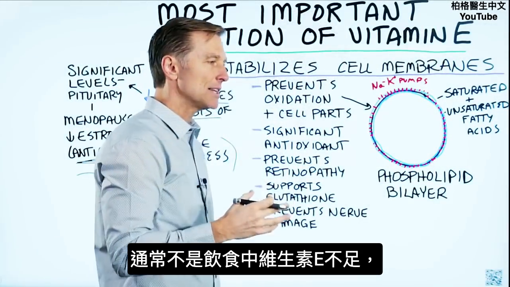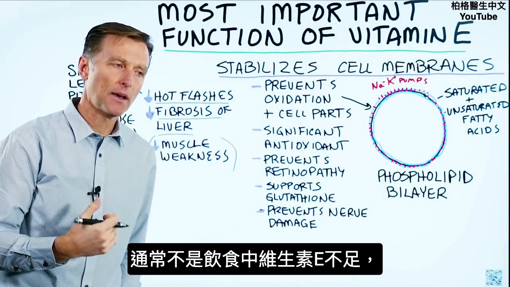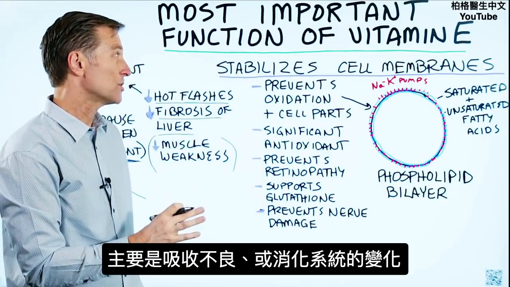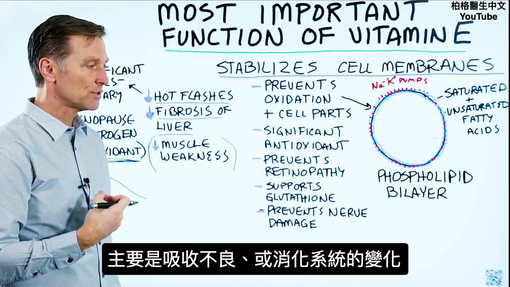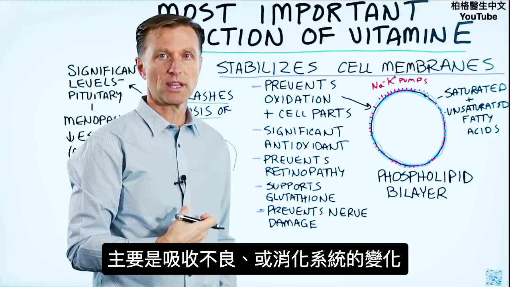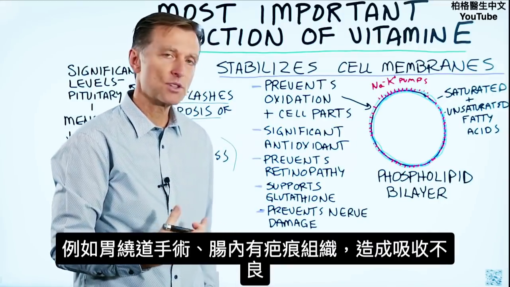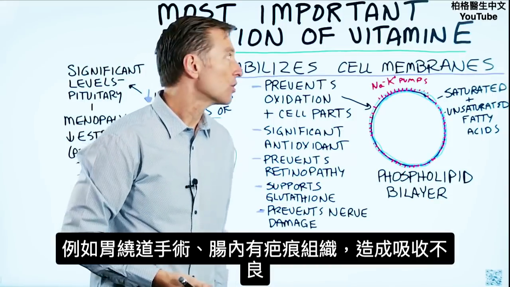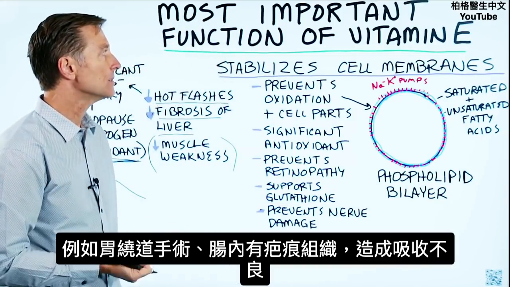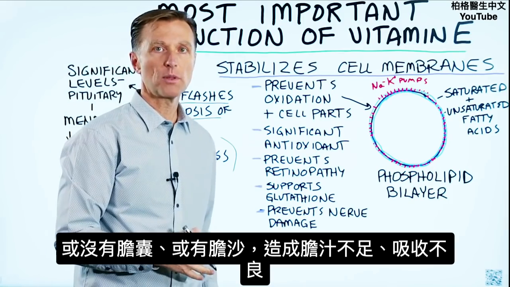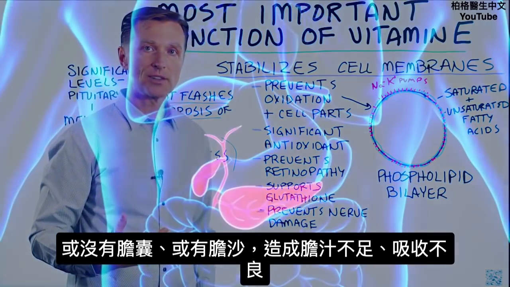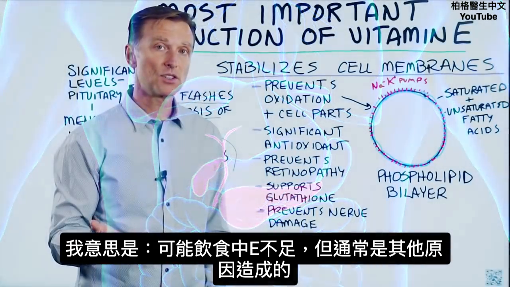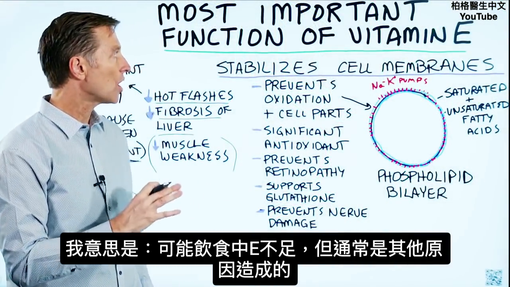Typically, people are not deficient in vitamin E because of the diet. It's mainly because of the absorption. Either they had some alteration in the digestive system, whether they had gastric bypass or they had some surgery, or they have scar tissue in the gut, creating a lack of absorption, or they don't have a gallbladder, or they have sludge in the gallbladder, so they don't have enough bile to help them absorb it. I mean, they could be deficient in the diet, but typically it's other causes.